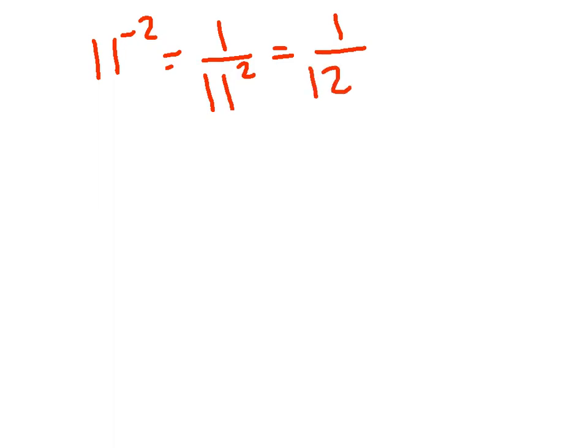Let's start off super basic. Let's say we have 11 raised to the power of negative 2. What would that equal? Pause the video if you know it. Write it down. Well, this would equal 1 over 11 raised to the power of 2, which is 1 over 121. So that was our first practice problem.